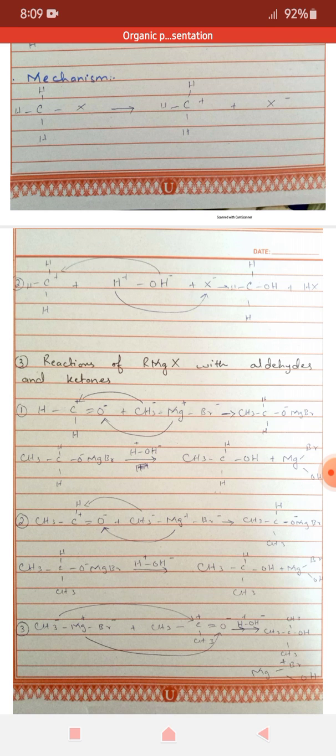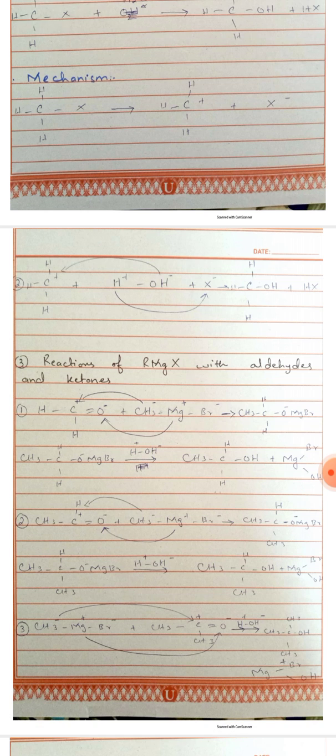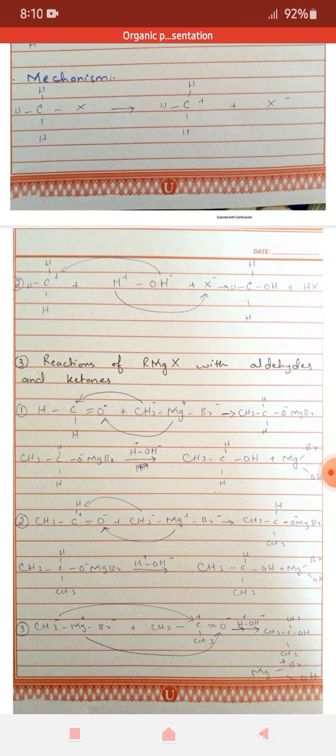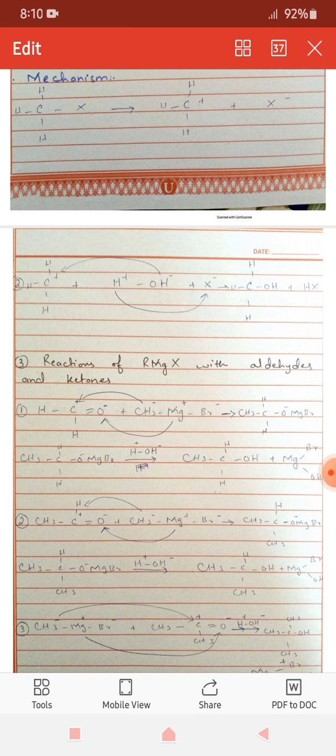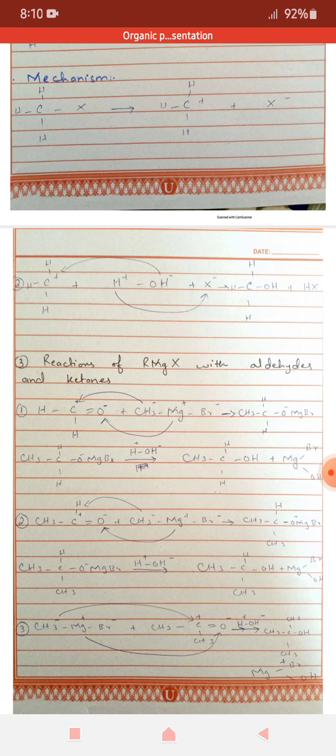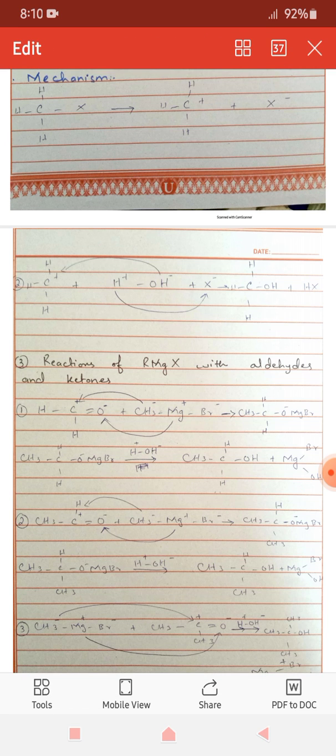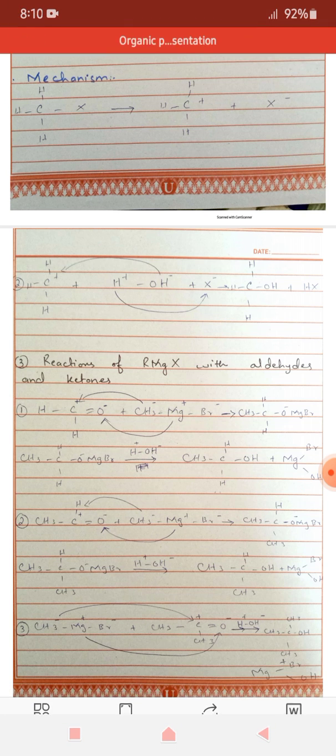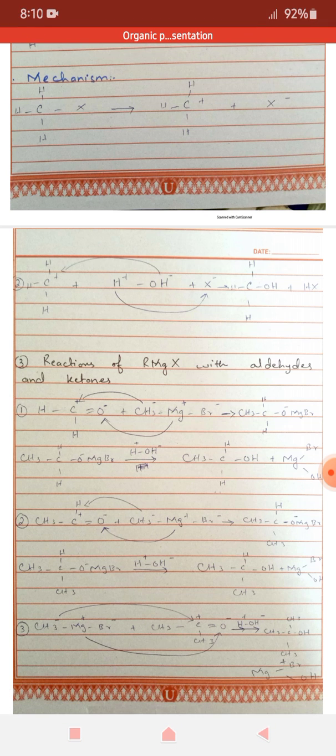Here you can see that first I have written the example of formaldehyde or methanal, which is an aldehyde. It reacts with Grignard reagent. In this reaction, the carbon of the formaldehyde is acting as a carbocation, and the methyl group of the Grignard reagent is acting as a nucleophile. It is reacting on the carbocation to form the respective product, and this product then again reacts with water molecule to form primary alcohol and side product.